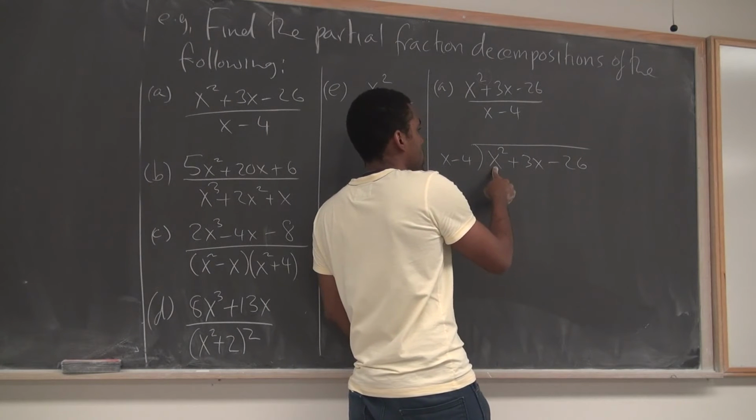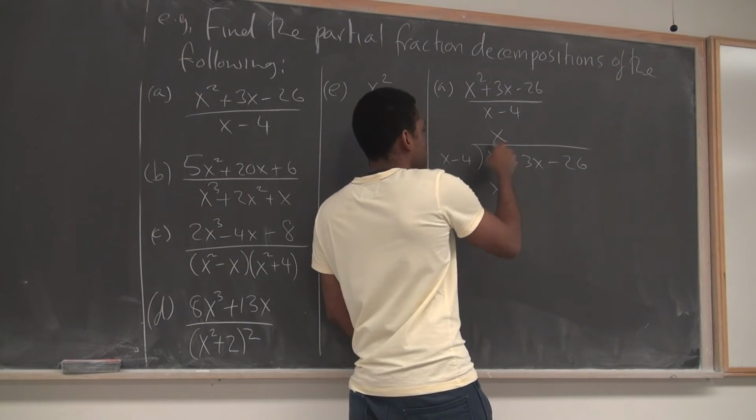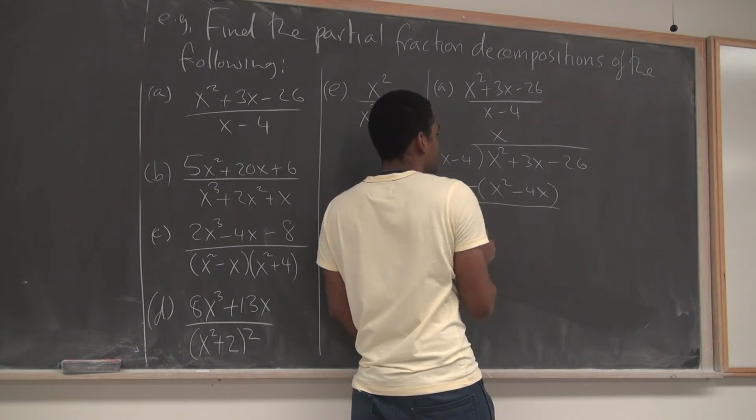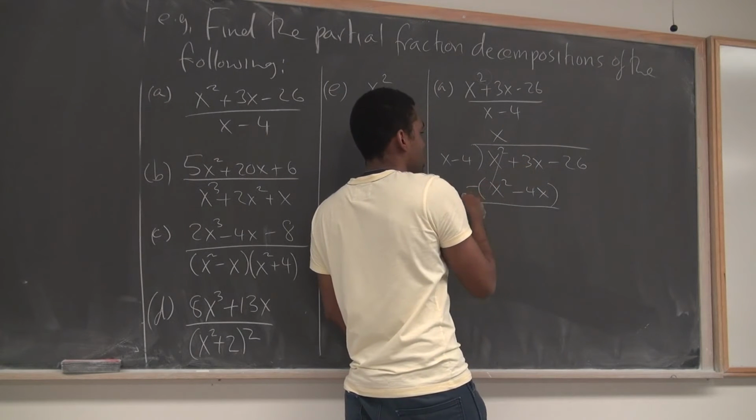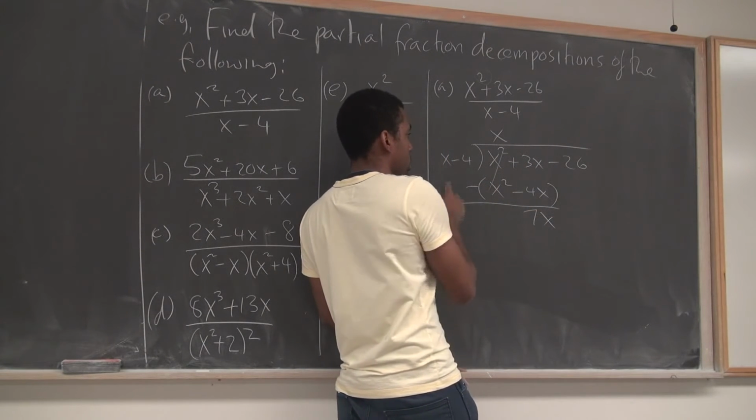x into x squared goes x. x times x is x squared. x times minus 4 is minus 4x. You subtract this from the top. That dies. 3x minus a minus 4x gives us 7x. Then you do everything over.